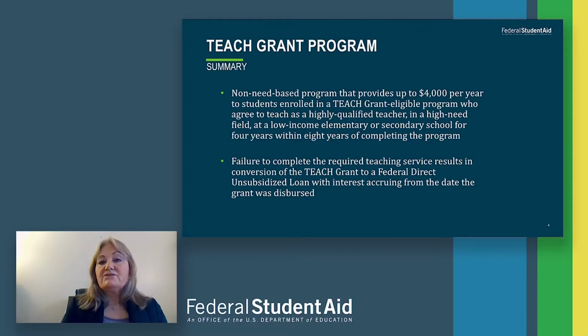The program provides grants of up to $4,000 per year for the first undergraduate or post-baccalaureate credential, up to an aggregate of $16,000, or $4,000 per year for a master's degree program, up to an aggregate amount of $8,000. The grants are prorated for less than full time, and the amount of Teach Grant in combination with other assistance may not exceed the cost of attendance.